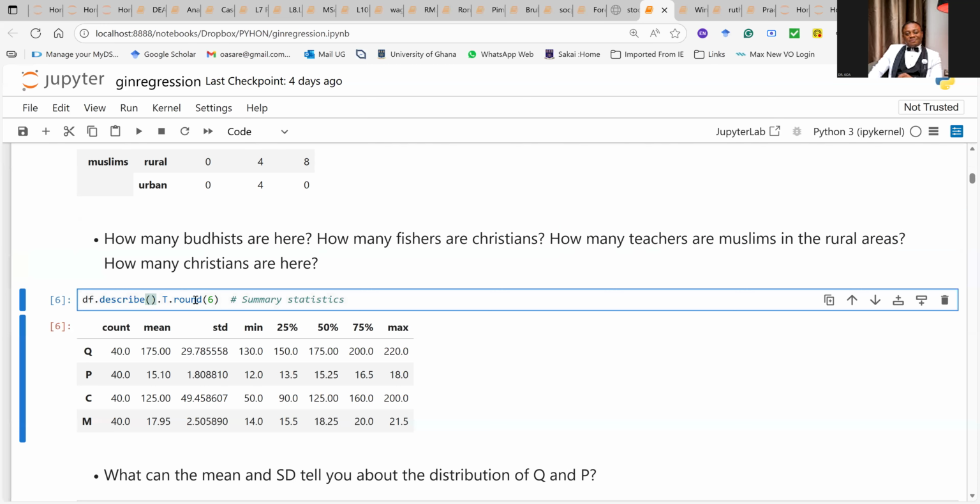The next is to do the descriptive statistics. You remember we did it in Excel, so you can do it here. Simply type the name of the data set, describe.t.round 6. Round 6 means that you want the output in 6 decimal places. But what does the T mean?